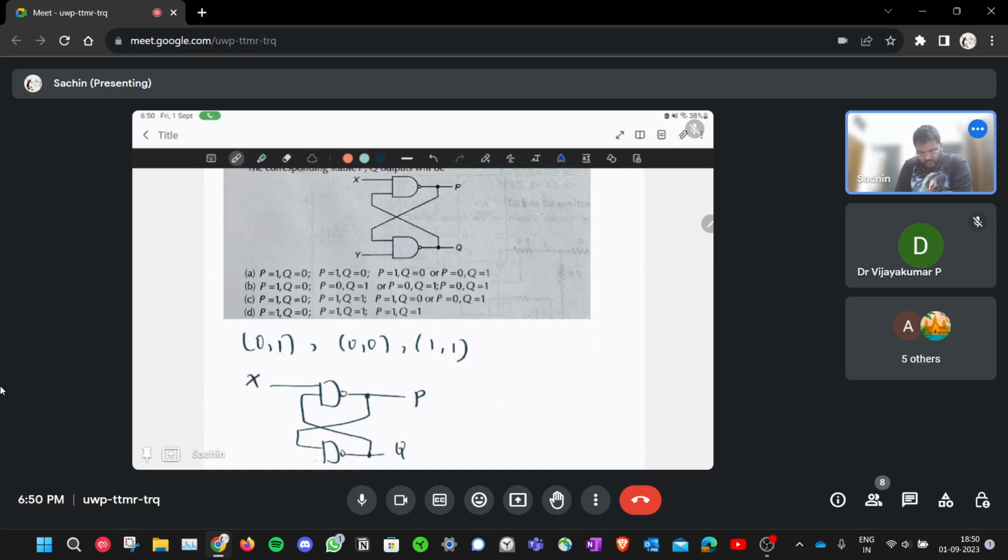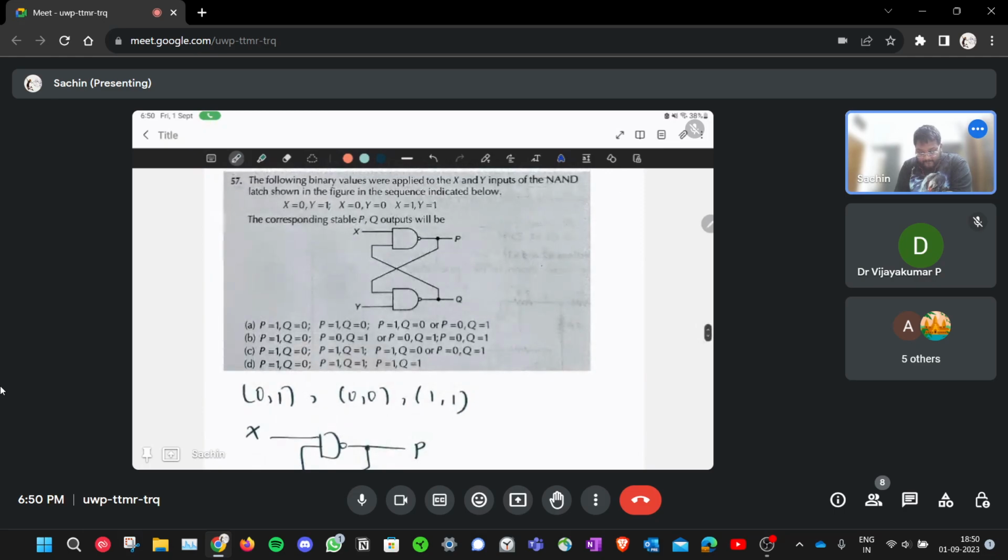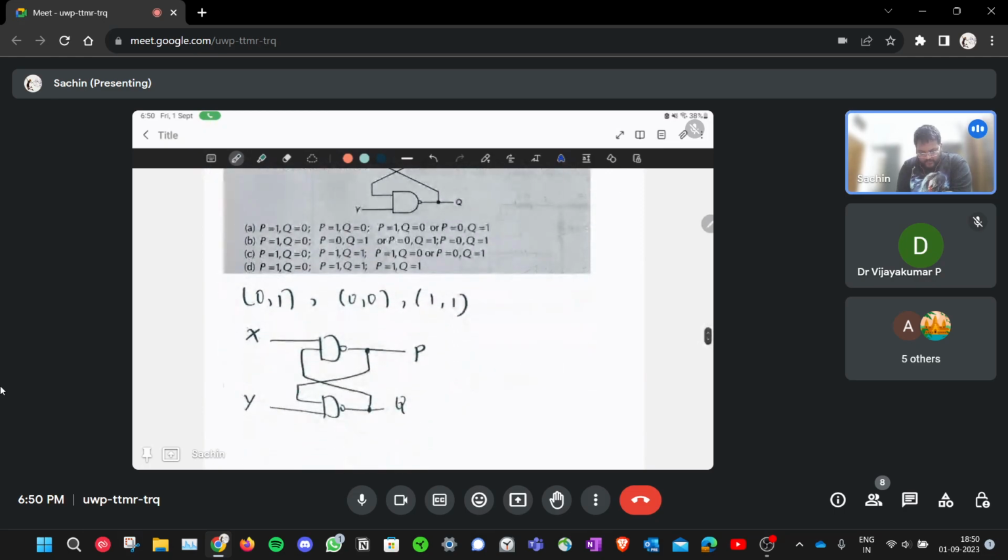PQ X Y. Okay, they give 0, 1 here. What will happen? One of the inputs to the NAND gate is 0, so you will get a high output P. So this will go to 1, regardless of what happens elsewhere in the circuit. P and Y are fed to the second NAND gate.